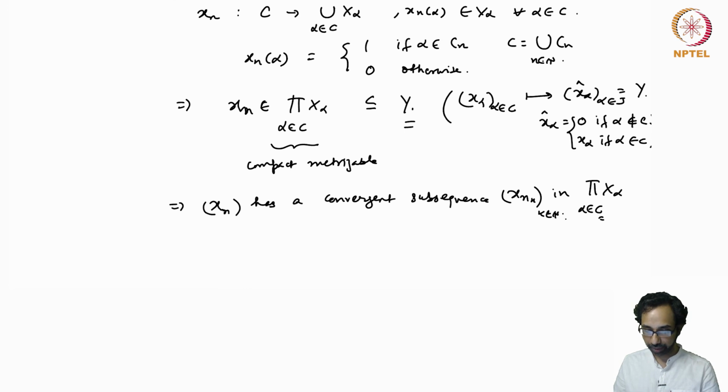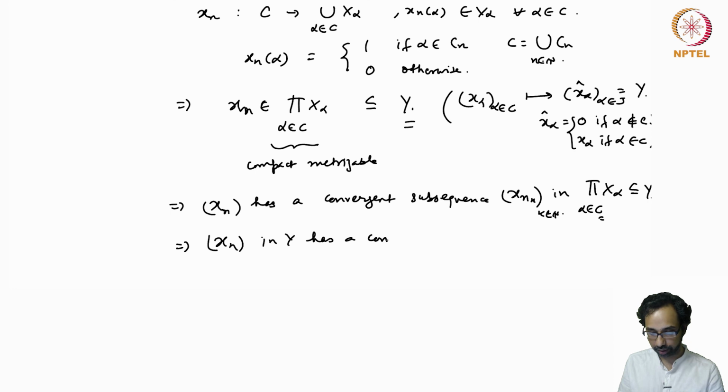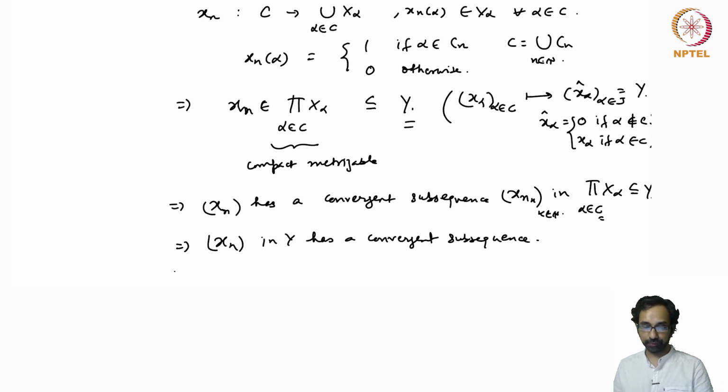And so x_n has a convergent subsequence in this compact metrizable space of the arbitrary Cartesian product, and this is a subset of Y, and this means that x_n in Y has a convergent subsequence, and therefore we have found the criteria for Y to be sequentially compact.